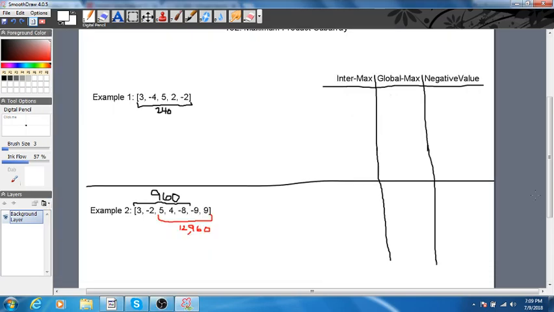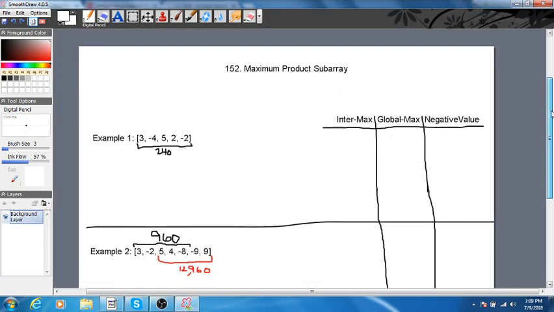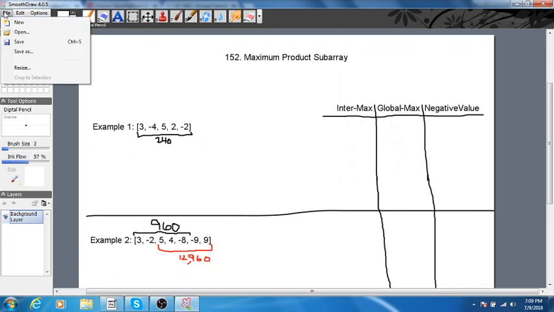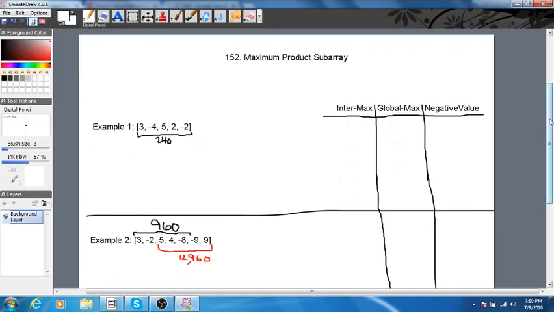Hey guys, so today I have the maximum product subarray question. In this question you're given an array of integers, and you have to find the subarray with the maximum product. In this example it would include all of the numbers, because it has an even number of negatives and no zeros. But that's just one kind of subcase.